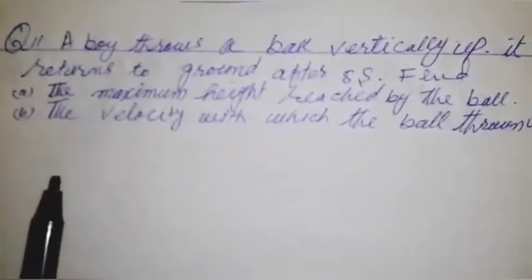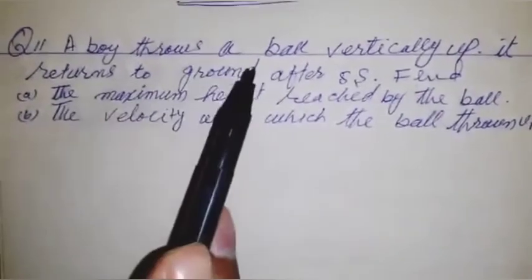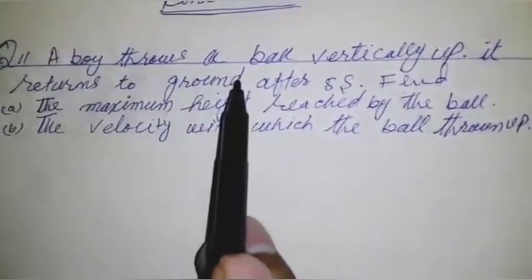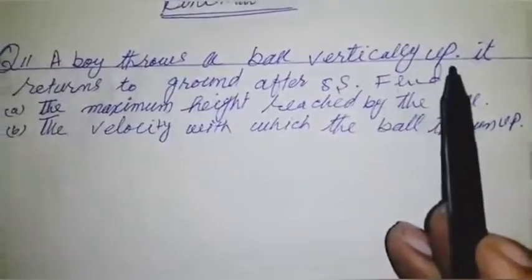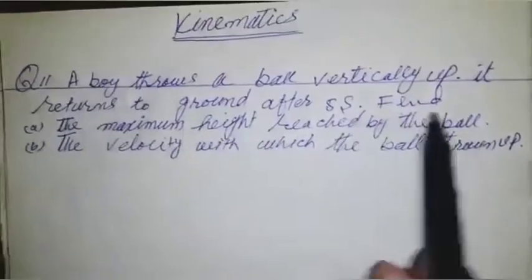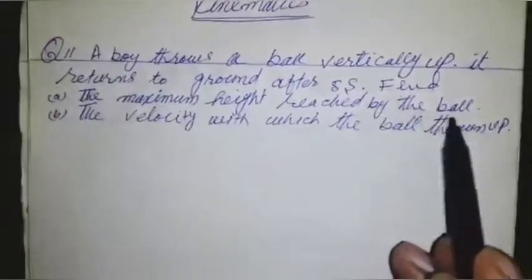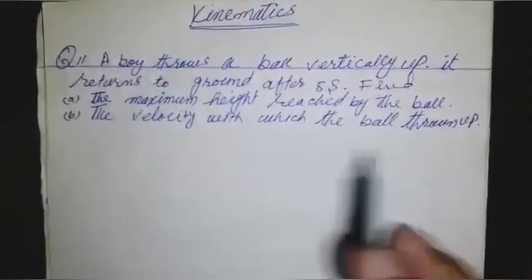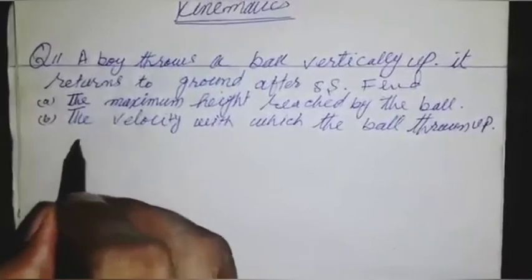Today we are going to solve a word problem from kinematics from 9th. A boy throws a ball vertically up. It returns to the ground after 5 seconds. Find the maximum height reached by the ball, and the velocity with which the ball was thrown up. Let's solve it.